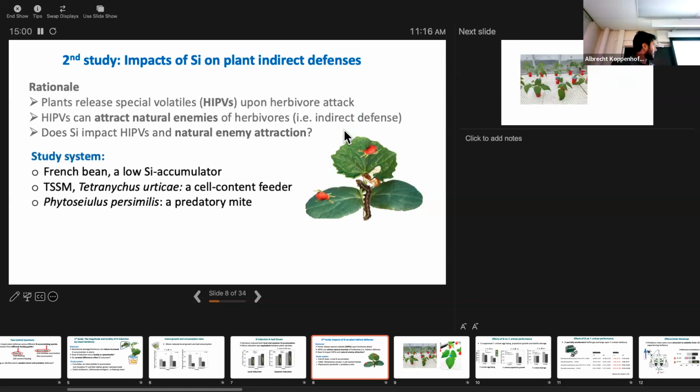For this study, we used French bean, which is a low silicon accumulator, and the two-spotted spider mite, Tetranychus urticae, which is a cell content feeder. Spider mites feed on mesophyll cells. They suck out the cell sap, but it's a bit different from fluid feeders because the length of their stylet is shorter than aphids', so they cannot penetrate into the phloem tissue. So they feed on mesophyll cells. We also used a predatory mite, Phytoseiulus persimilis, for testing natural enemy attraction.